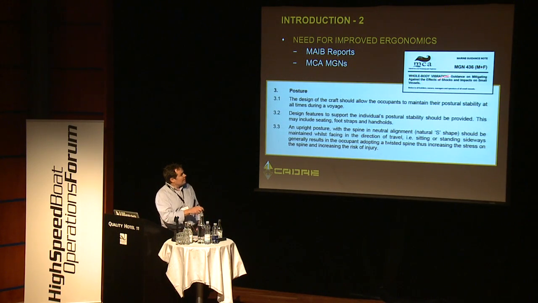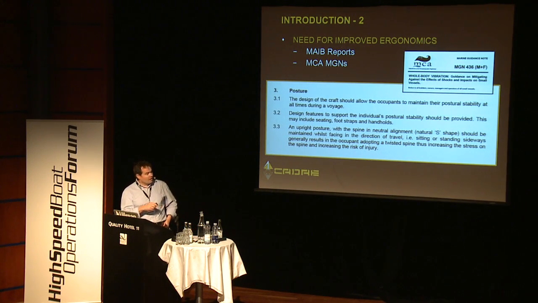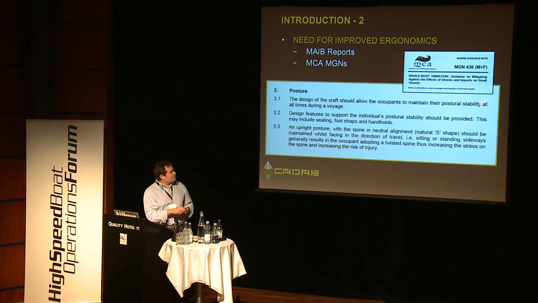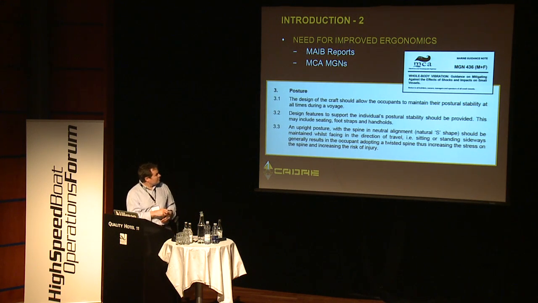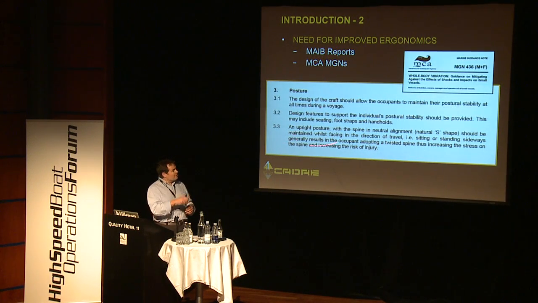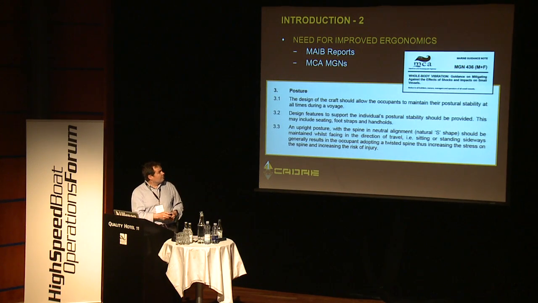I put up this reference yesterday from the MCA. And this is the part of it that talks about posture and getting the boat actually designed around the person. There should be features that allow the person to maintain their postural stability. Seating, foot straps, handholds all in the right place. Maintaining neutral spinal alignment. Facing the direction of travel. Reducing the incidence of twisted spines and therefore reducing the risk of injury. So what I'm going to talk about supports some of this. Like I say, you can just search for this online and download it for free.